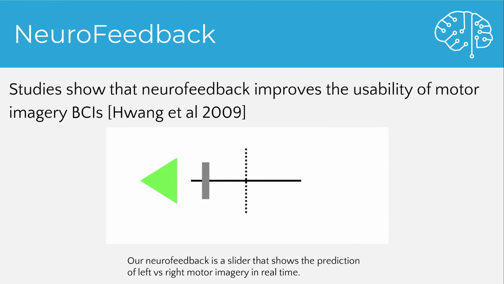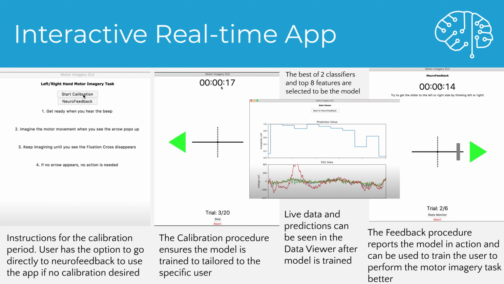In regards to neurofeedback, studies have shown that neurofeedback improves the usability of motor imagery BCIs. So, our neurofeedback is just a slider that shows the prediction of left versus right motor imagery in real time. In regards to what our interactive real-time app looks like, we have these 4 screenshots provided below.